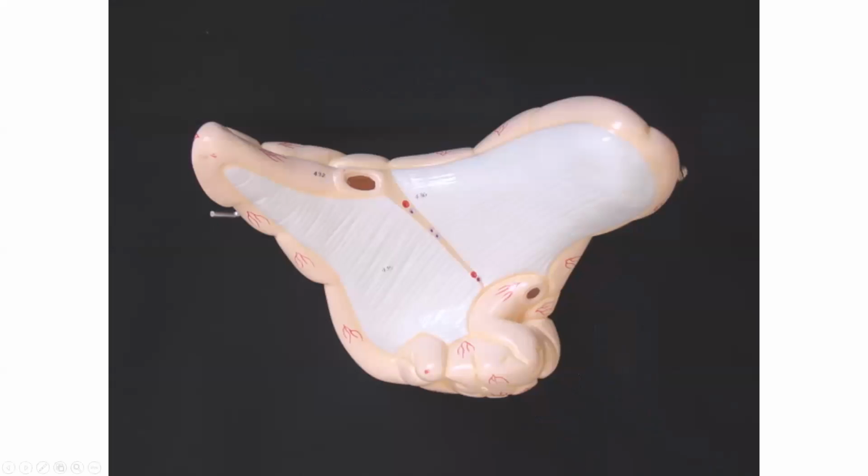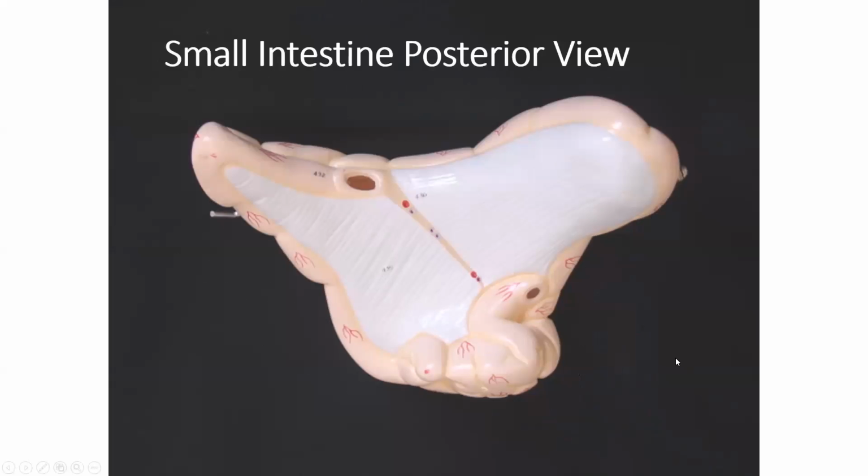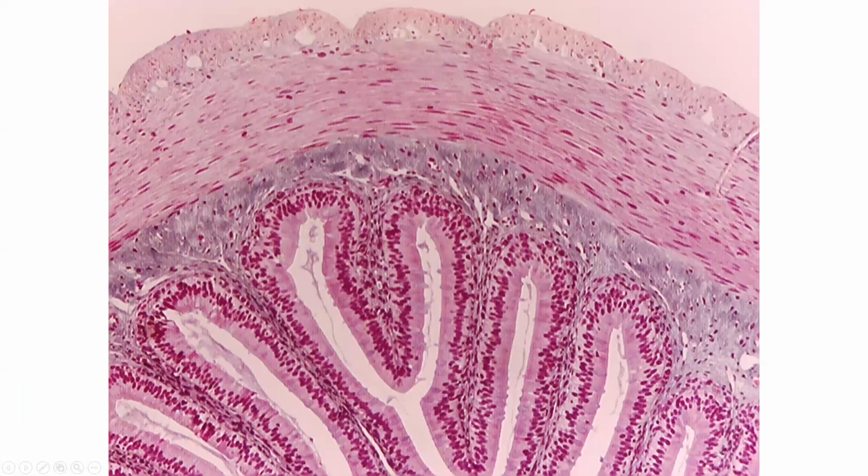If we flip the small intestine over, we would look at the posterior surface and we see a couple of openings here. First of all, there's the duodenum. And that structure right there is where the pyloric sphincter is located. Down here is the ileum, and there is the ileocecal valve where the small intestine finally connects to the large intestine. And let me go back here.